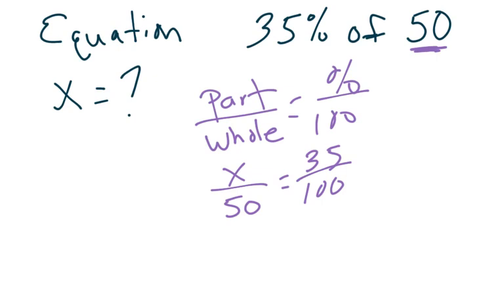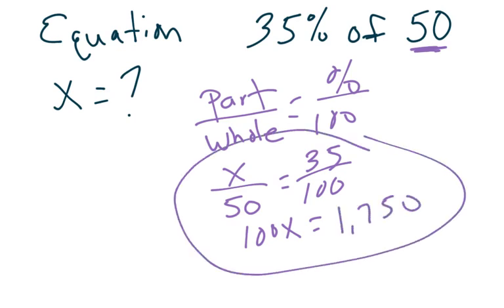So what I have to do is cross multiply. So 100 times x is 100x equals, I need to take 50 times 35. And so you would just pop that in a calculator. And you're going to get 1,750. So these are my equations.